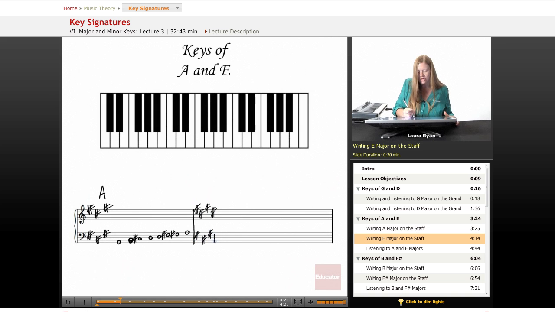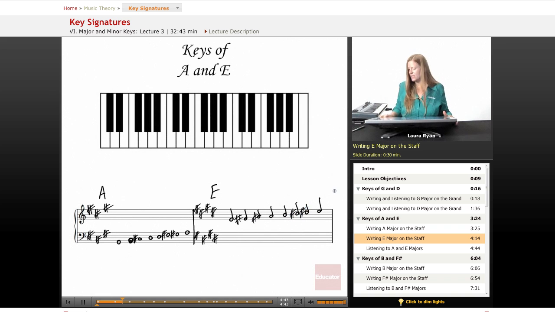Now, the last sharp we hit was D. 1 note above D is E. That's how we know that we're in the key of E. So let's write a scale. E, F sharp, G sharp, A, B, C sharp, D sharp, E. Our sharps are F sharp, G sharp, C sharp, and D sharp.